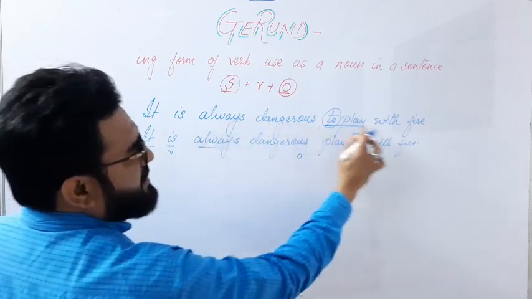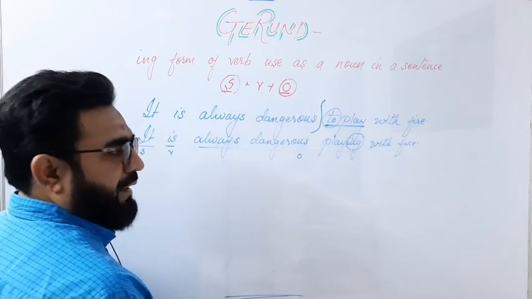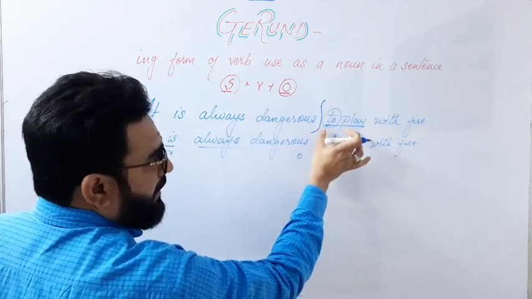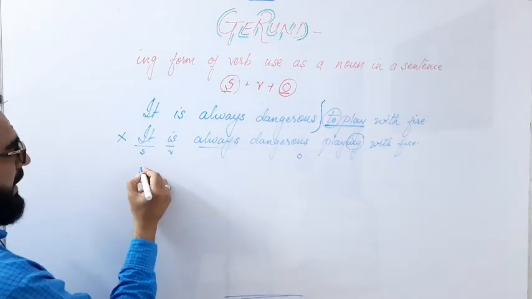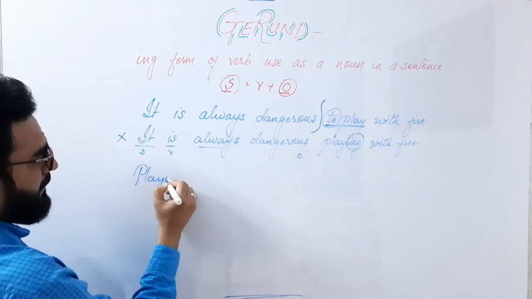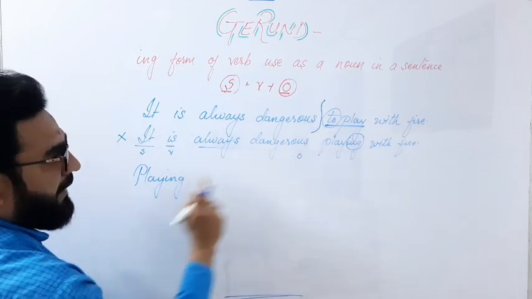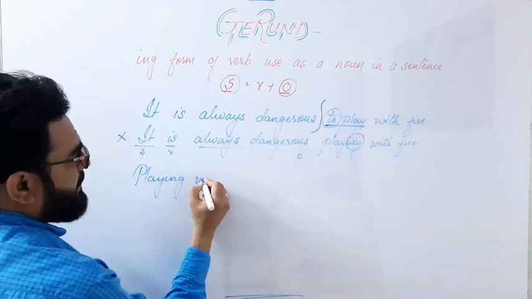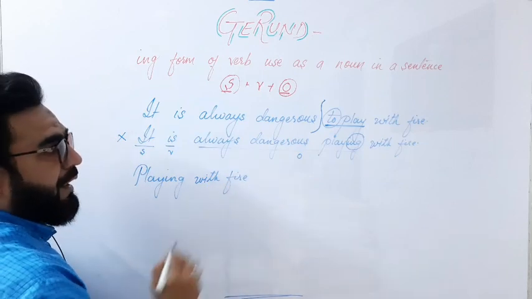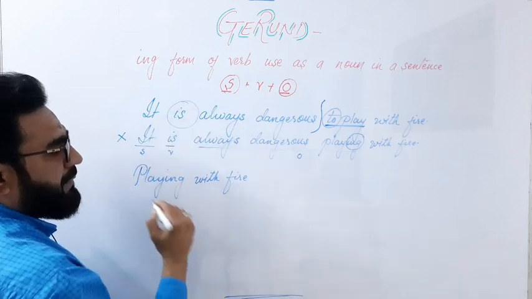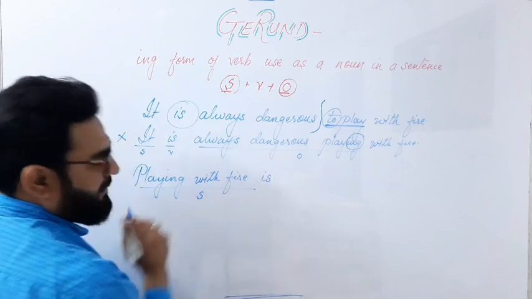It is always dangerous to play with fire. Separate the infinitive form of verb. Okay? Separate the infinitive form of verb. And bring this infinitive form of verb with ing here. Playing. Got it? I have replaced infinitive to with ing. Playing. Now the preposition part with fire. Now use the verb or a helping verb in the sentence, is. Now this becomes a subject.